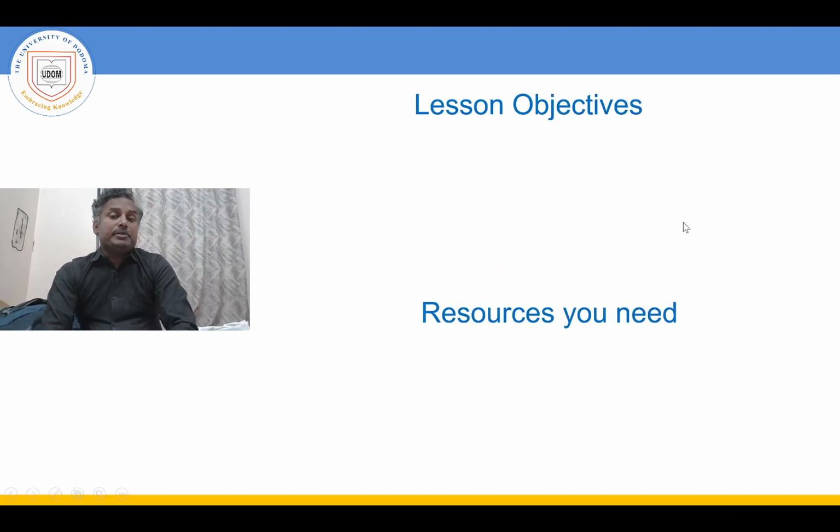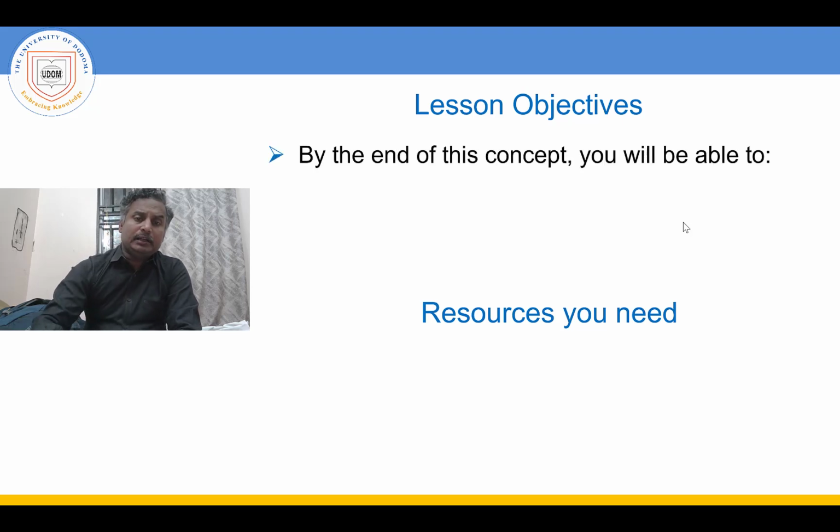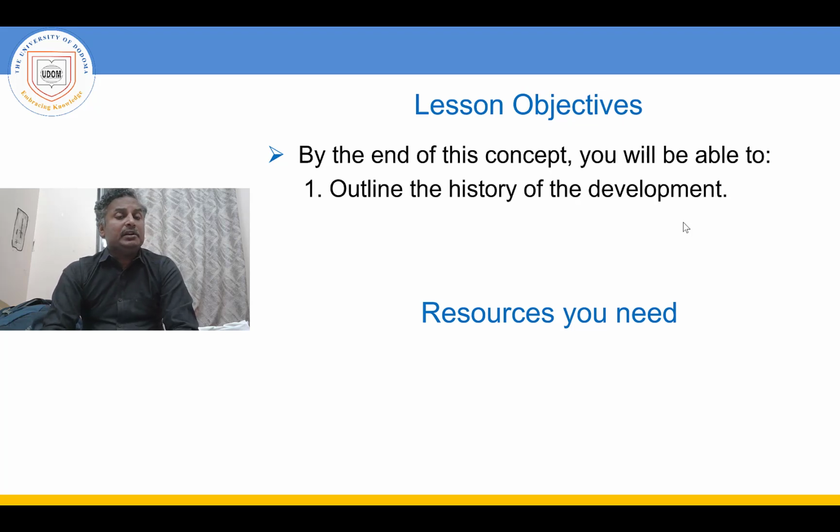So what are the lesson objectives? Today's lesson objectives are to outline the history of the development of these instruments. What are the instruments? Atomic absorption, atomic emission, and atomic fluorescence spectrometers. These three instruments are useful for the same purpose and they work very similarly. That's why in this concept I am going to explain the principles of all three instruments together.